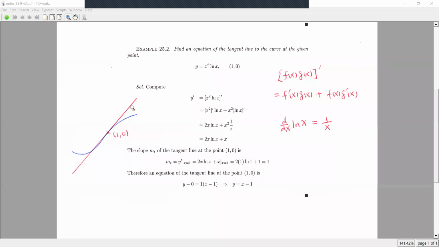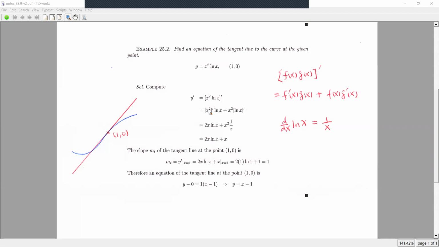To find the slope of the tangent line, we compute the derivative. Take derivative on the function. The function is a product, x squared times natural log of x. So we apply the product rule to compute this derivative. By the product rule, this derivative is equal to derivative of the first function times the second function plus first function times the derivative of the second function.